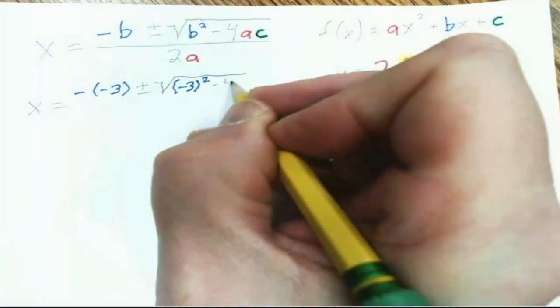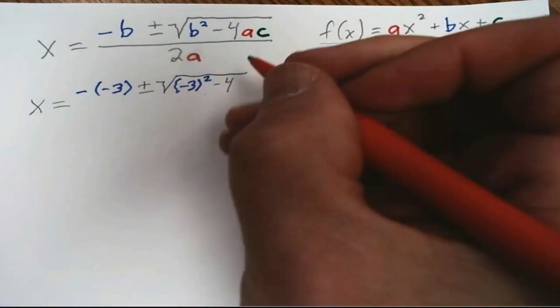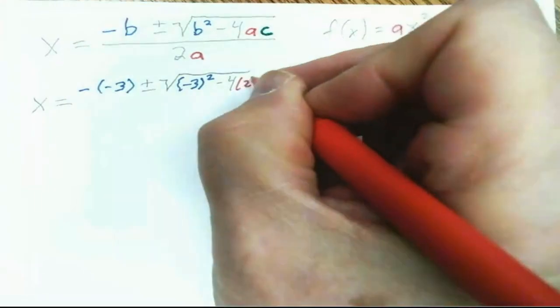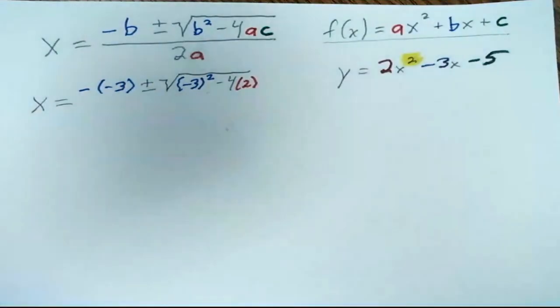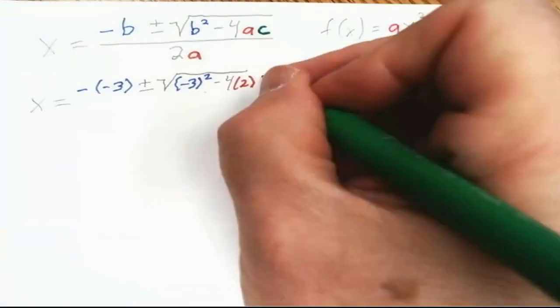Minus 4 times, what is a? a is 2. So I'm going to put it in parentheses, multiply it times 2. And our c is a negative 5.